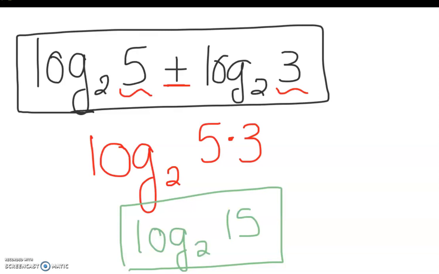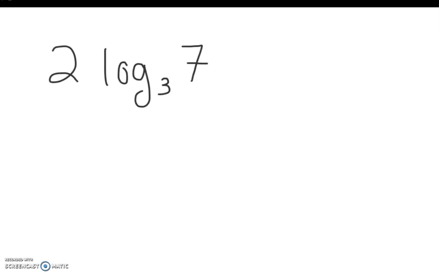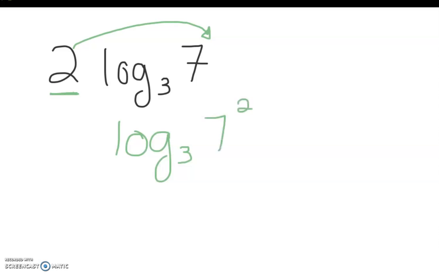I'm just using those properties, different forms. Oops, sorry. Okay, here we go. Let's try this one. Rewriting this guy in a different form. Remember the number out front could go back up and be a power. So we could rewrite this as log base 3 of 7 squared, which of course could be log base 3 of 49.